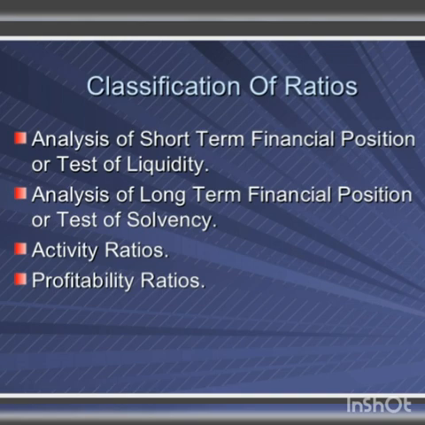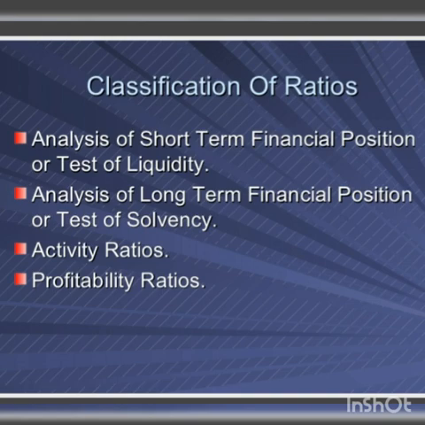Last ratio is profitability ratios. These ratios refer to the analysis of profits in relation to sales. Sales means revenue from operations or funds employed in the business, and the ratios calculated to meet this objective are known as profitability ratios. The examples for profitability ratios are gross profit ratio, net profit ratio, etc.